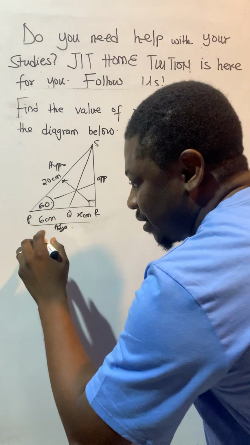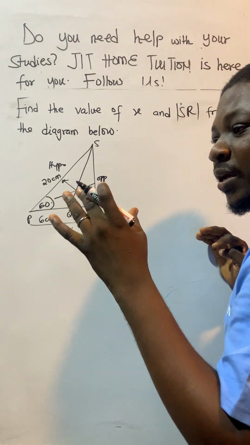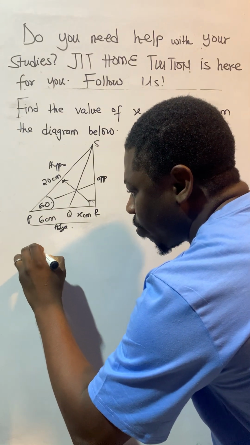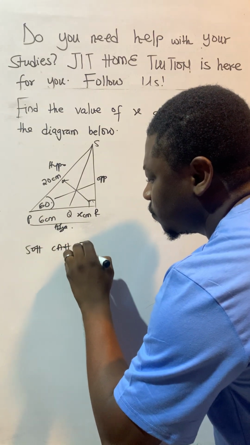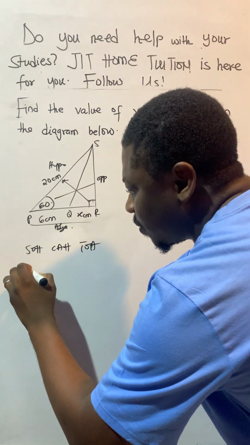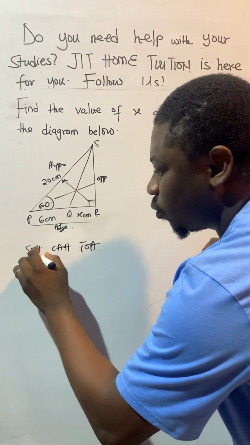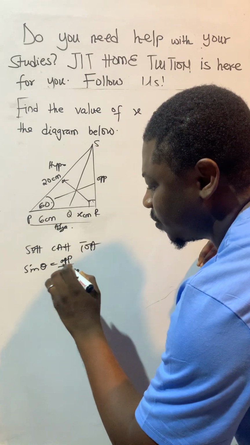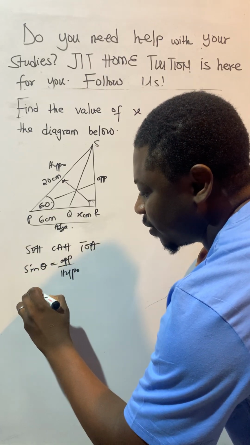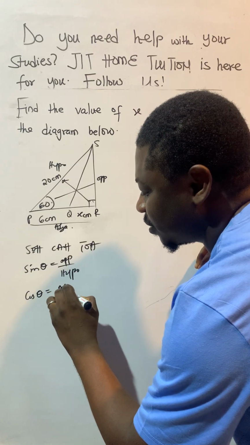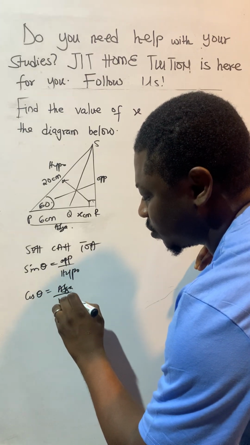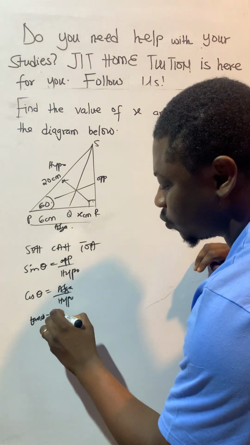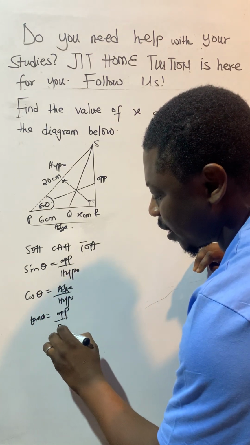So before we continue, since the question is about trig, I need you to keep the basics: sine theta, cos theta, and tan theta. So you need to keep this one: SOH CAH TOA. Sine theta is equal to opposite over hypotenuse. Then cos theta is adjacent over the hypotenuse. Then you have the tan theta, which is equal to opposite over the adjacent.